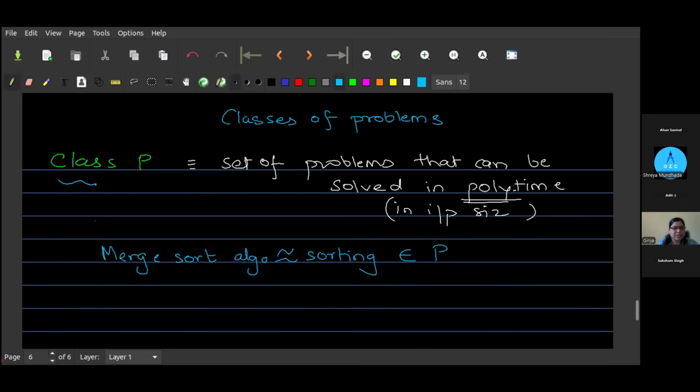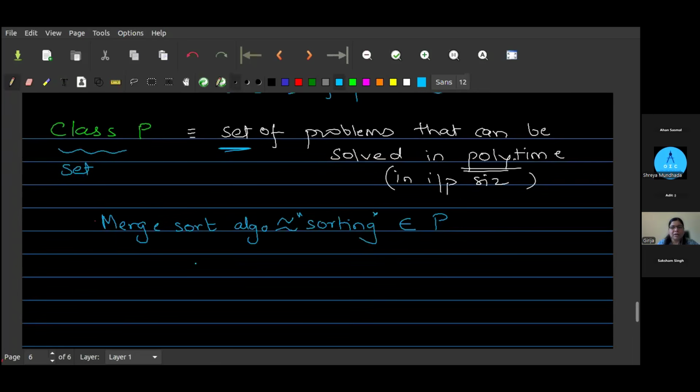So this class we will also say is a set of problems. Sorting is the problem that goes to this P class because there is an algorithm, merge sort, which has this polynomial time. Again, it is not exactly polynomial, it's n log n, but you can upper bound it by n square, and that is a polynomial. For the purpose of this talk, we will just consider the upper bounds. It is definitely not needing exponential, something like 2 to the power n.